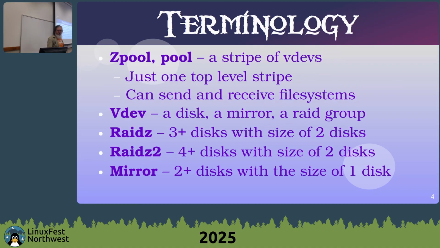So, VDEVs: disk, mirror or RAID group. RAID Z is 3 disks with the size of 2 disks, just like RAID 5, without the RAID hole. Some people might be familiar with that. RAID Z2 is 4 disks with the size of 2 disks, that's RAID 6, so you have 2 parity drives. And a mirror is, of course, 2 or more disks with the size of 1 disk.